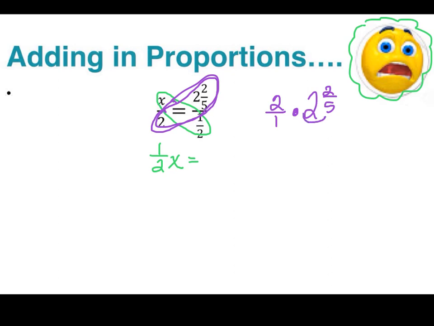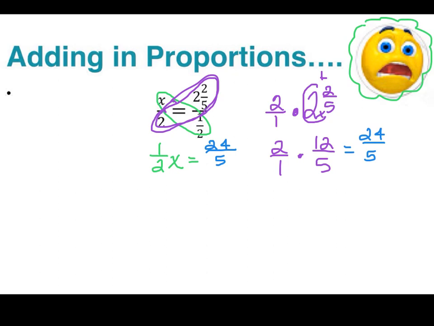So again, I need to convert this to an improper fraction. So it's going to be 2/1 times 2 times 5 is 10, plus 2 is 12, so 12/5. Since it's multiplication, I'm just going to multiply straight across. 2 times 12 is 24/5. And because I know I'm still going to have to divide, I'm going to leave it as that improper fraction. So my equation right now is 1/2 x equals 24/5.